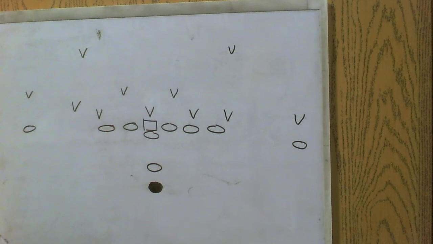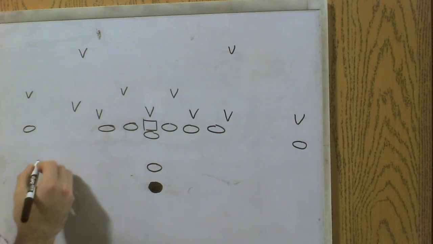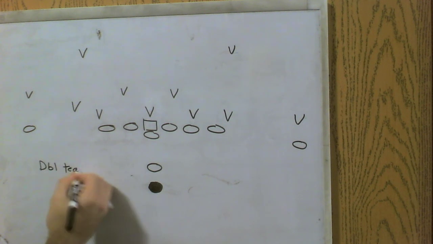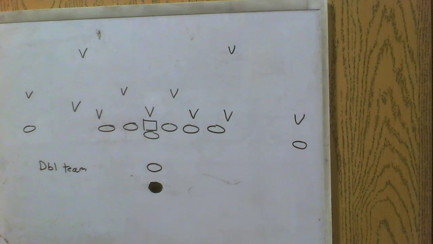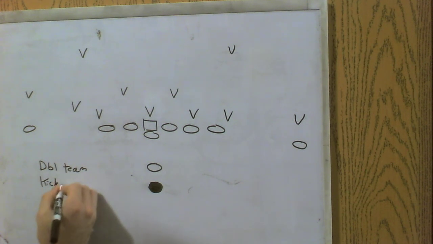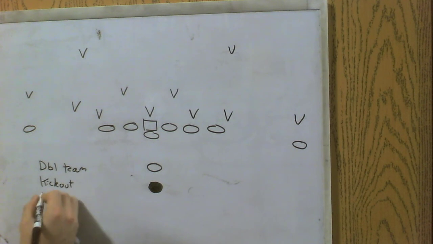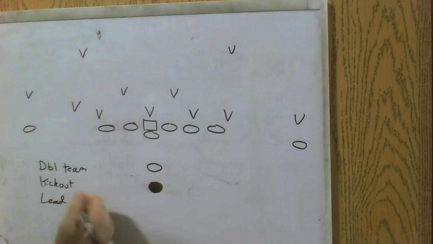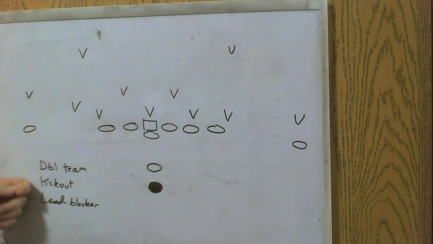So in order to have a power play, there's three particular things you need to have. You need to have a double team inside the point of attack, a kick out block outside the point of attack, and a lead blocker coming through the hole for the play side linebacker. So we need to have a double team inside the hole, kick out outside the hole, lead back.